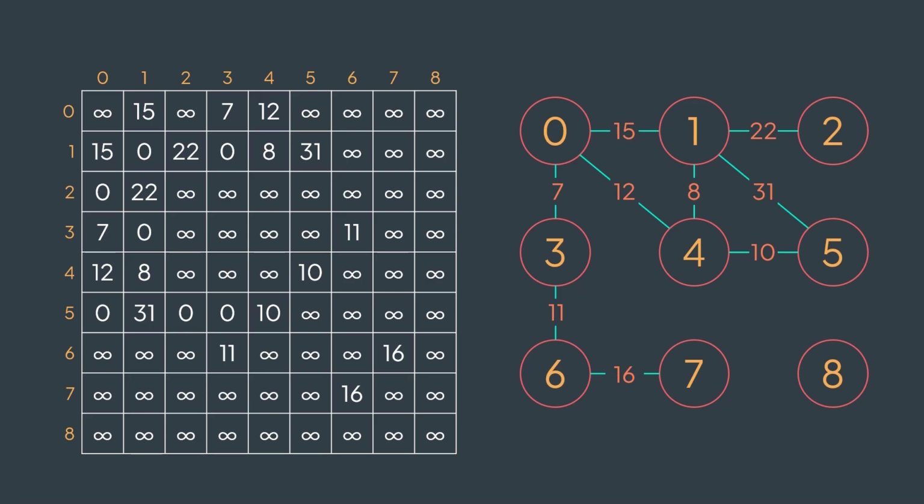Here is an example of a weighted graph and its adjacency matrix. You can see that in cells where there is an edge between the vertex of that row and the vertex of that column, we don't just put 1, we put the weight. And when there isn't, we can put infinity, to say that there is no edge.